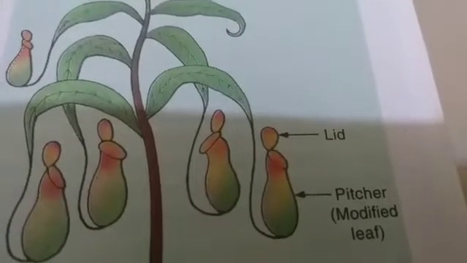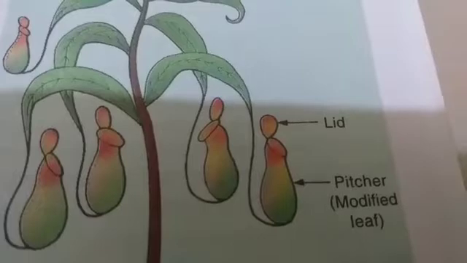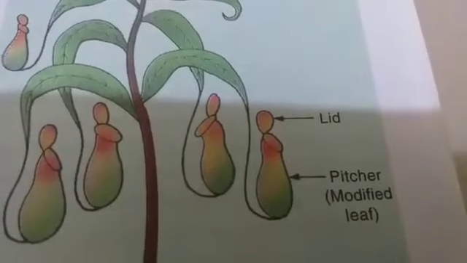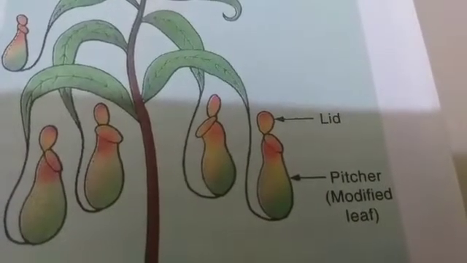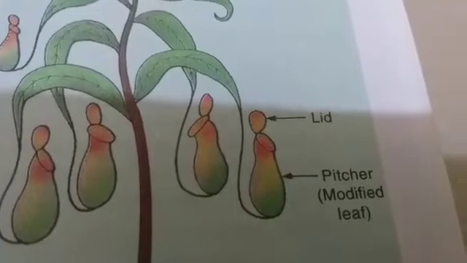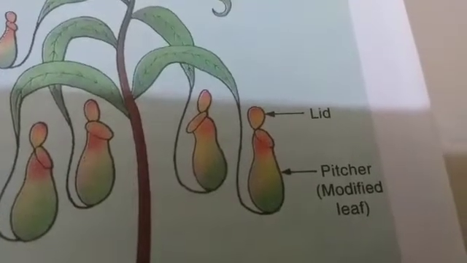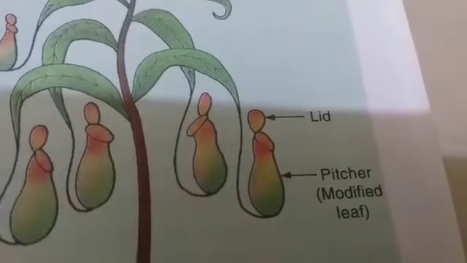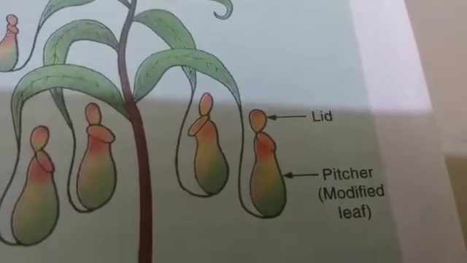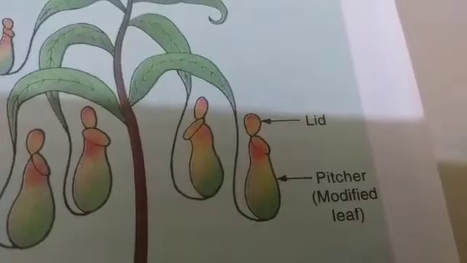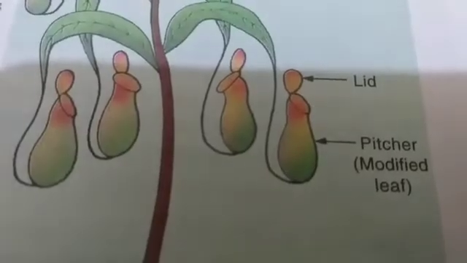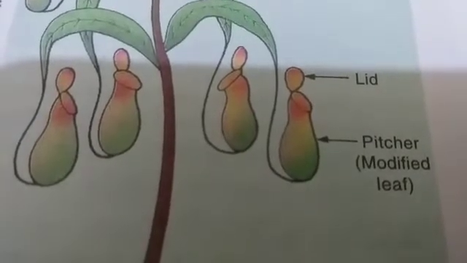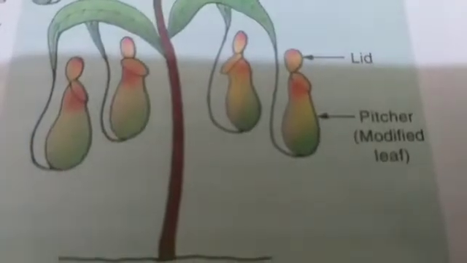This is a pitcher plant, you can see. The leaves are modified into a pitcher-like structure. Okay, you can see the structure. So what is the specialty? There will be a lid. As soon as an insect gets inside, this lid will be closed, and in this way the insect will be trapped. Digestive juices are present, and these juices will digest the protein in the insect's body.